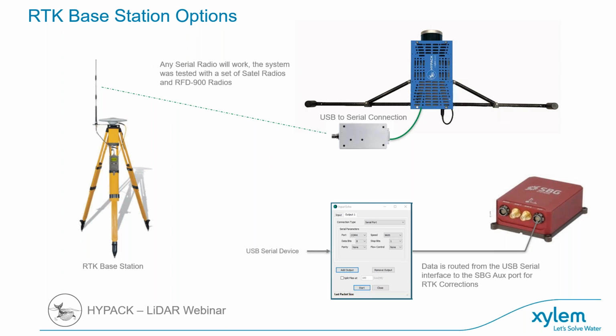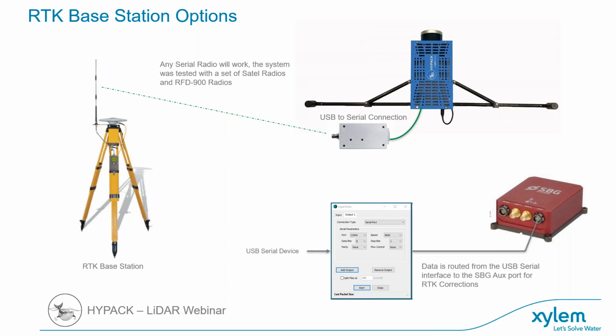The Satel receiver has a 9-pin serial connection on the back of it that goes into a USB to serial connector. Now the reason we do this is we have the i7 computer inside the payload, and that computer is talking to the aux port of the SPG. We don't have the SPG's aux port directly out the back of the payload. Not having a radio, not having the serial port come out, helps us with the IP67 waterproof certification.